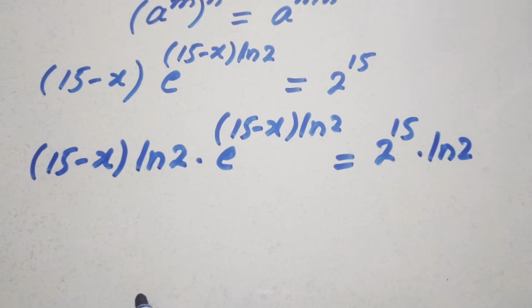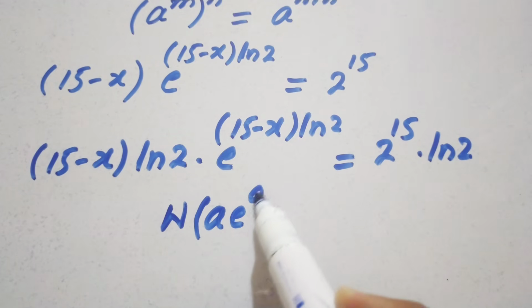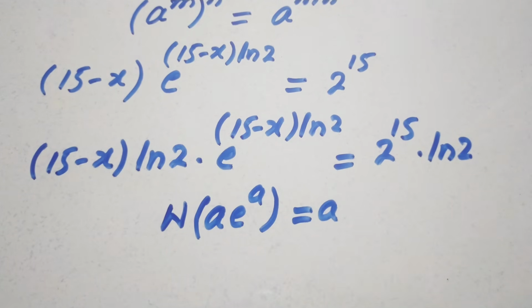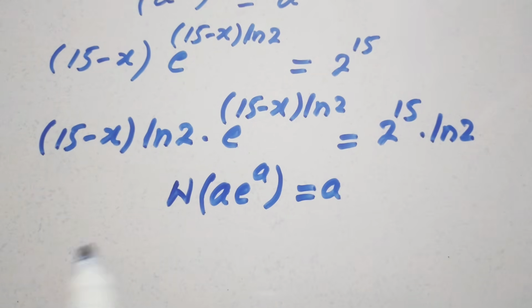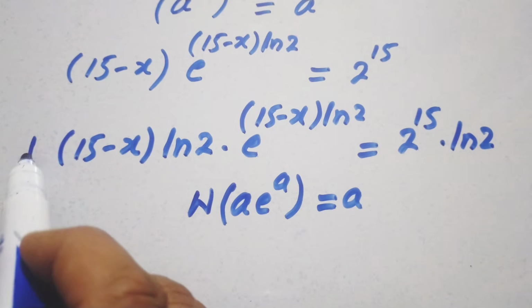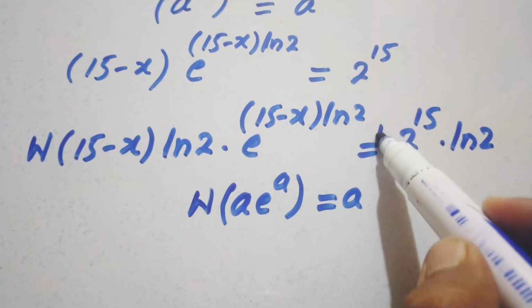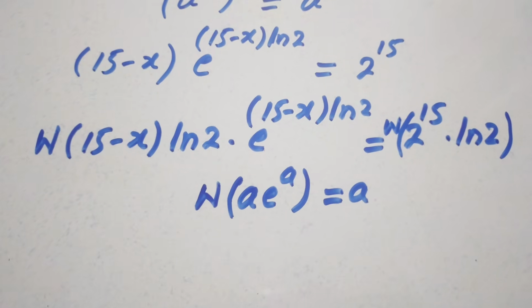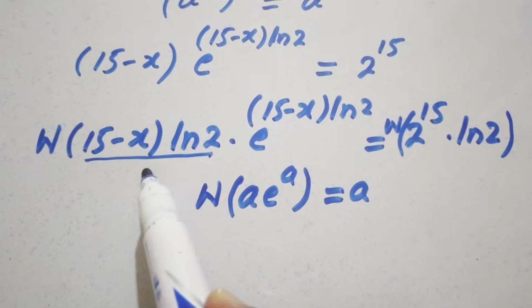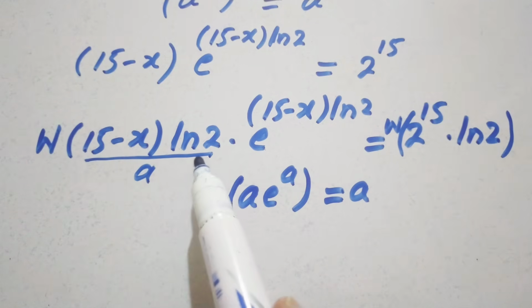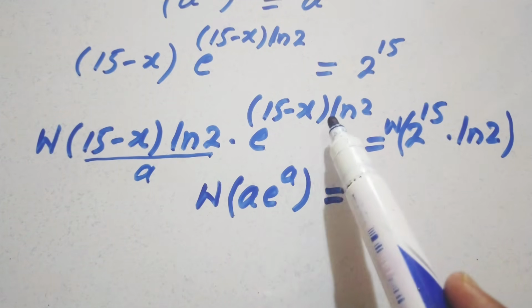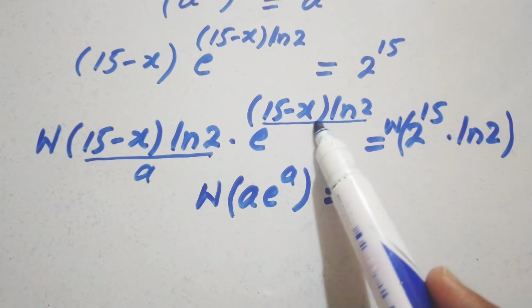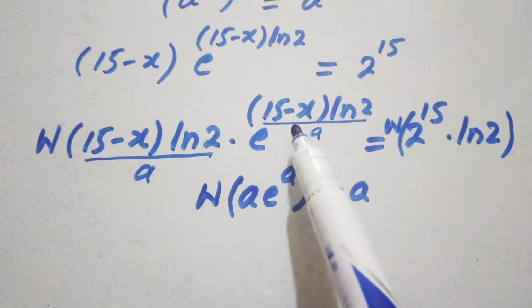Now by using the Lambert W function: the Lambert W function is, if we have W of a e power a, this is equal to a. So by using the Lambert function here, this will become W, and this also will become W of 2 power 15 multiplied by natural log of 2. So let us consider that this is a. 15 minus x into natural log of 2. This is also 15 minus x into natural log of 2. So this is also a. So W of a e power a is equal to a.